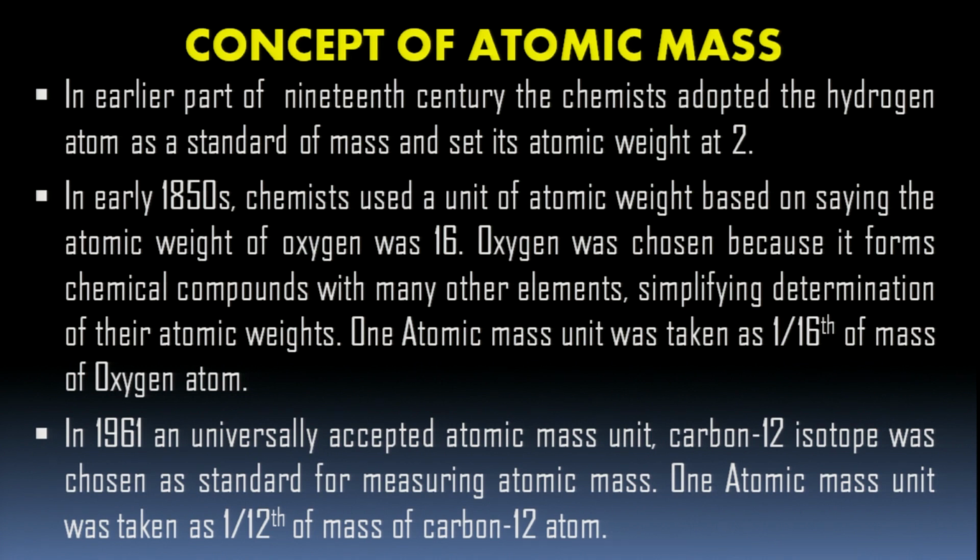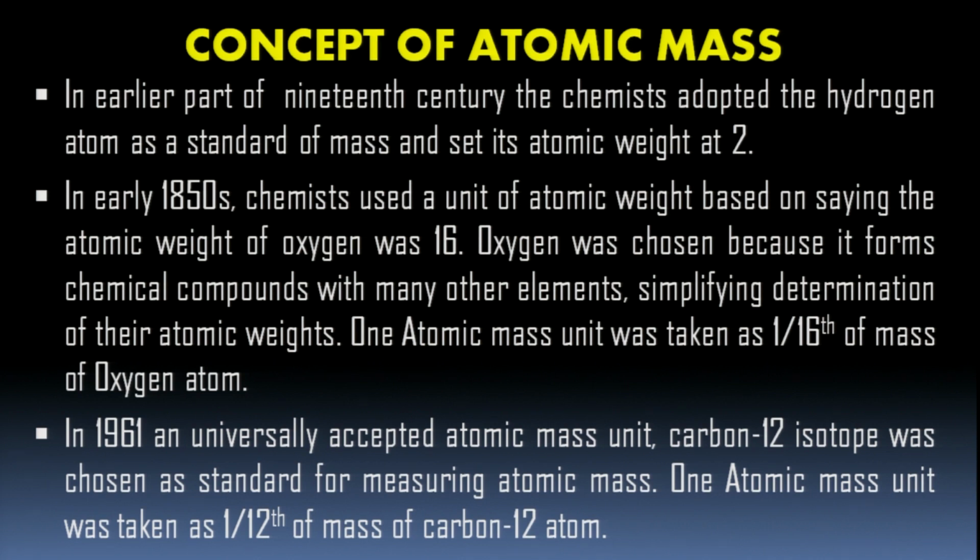Oxygen was chosen because it forms chemical compounds with many other elements, simplifying determination of the atomic weights. One atomic mass was taken as 1/16th of the mass of oxygen. It was taken as the standard unit. But this also didn't work out. And the same problem happened, like atomic masses of many elements came in decimals, and all those calculations became very tedious. So this was also not considered.